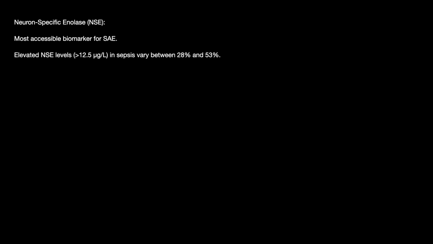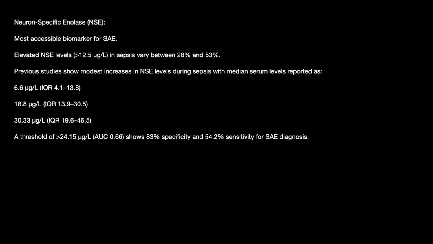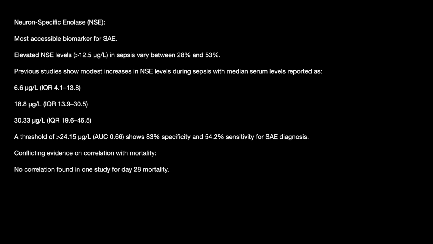So based on this, we have found some of the biomarkers which can be used. The one that is commonly used is neuron specific enolase, because it has been used since a long time for prognostication of post cardiac arrest. Here, elevated neuron specific enolase more than 12.5 microgram per liter in sepsis varies from 28 to 53%. So using this neuron specific enolase, a threshold of more than 24.15 shows an 83% specificity and 54% sensitivity for diagnosis of encephalopathy. So there is conflicting evidence on correlation with mortality.